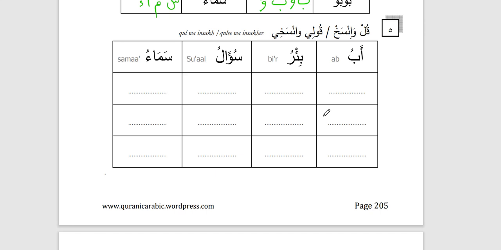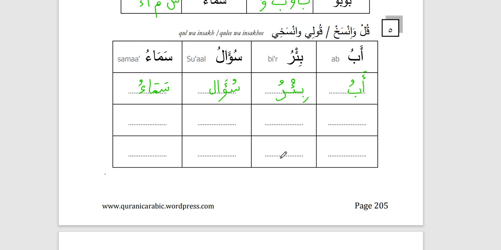So how do we write ab? Simple, it's really simple. Fatha with hamza and ba. Alif cannot be connected from the left side. Continue with the ba. Bi'ru means well. Su'al. So wow can be connected with the sin, su, hamza, and fatha, su'al. And sama'u, sin, mim, alif, and hamza isolated, sama'u.